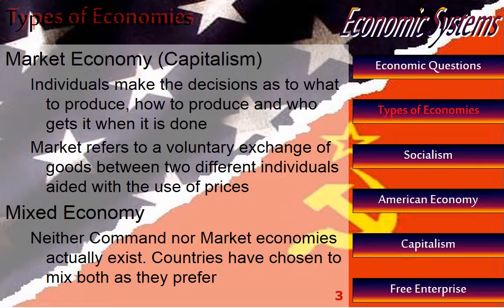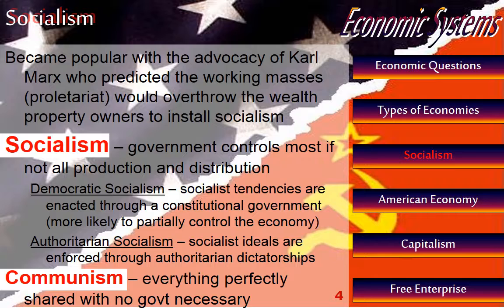So most of this chapter is going to be about market economy, but I do want to talk a little bit about socialism. Socialism became very popular after the advocacy of Karl Marx in the early 1800s, and then in the late 1800s, early 1900s, socialism became extremely popular with a lot of different people throughout Europe and even in the United States. Karl Marx believed that the working people, who we call the proletariat, would overthrow the wealthy property owners and then essentially share everything and work everything together.